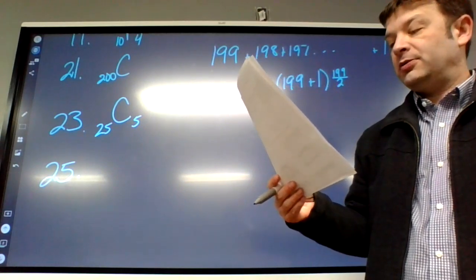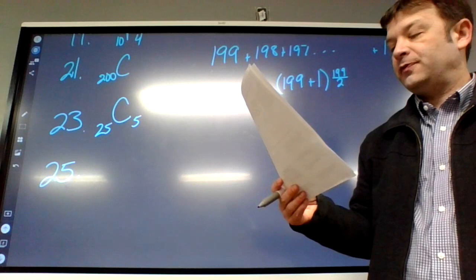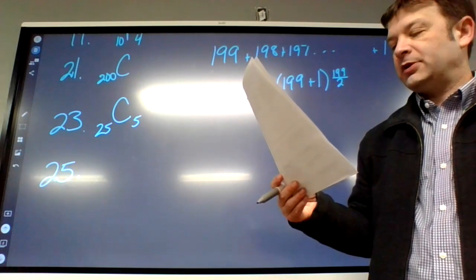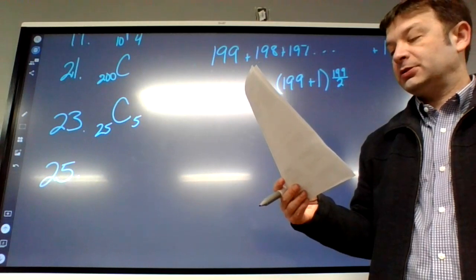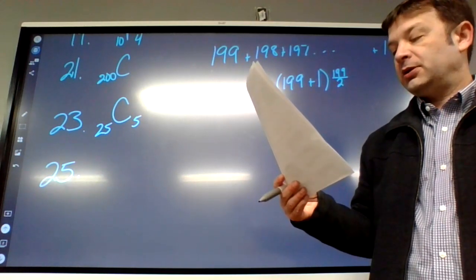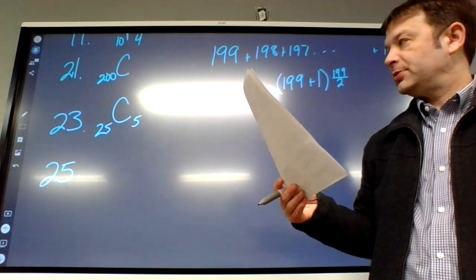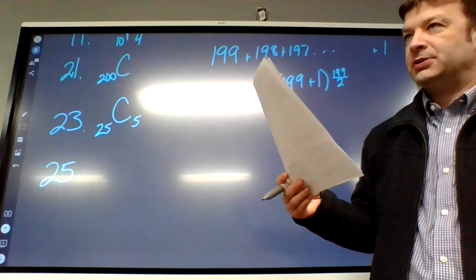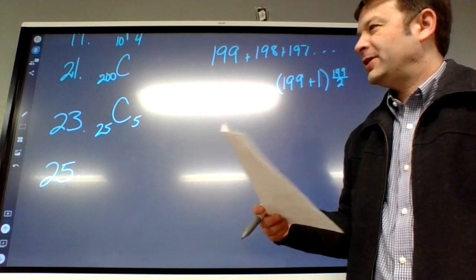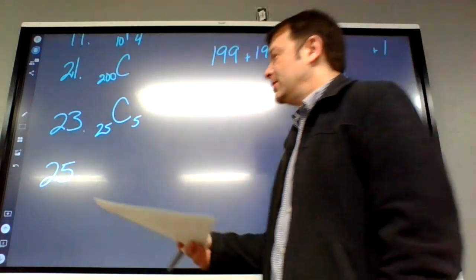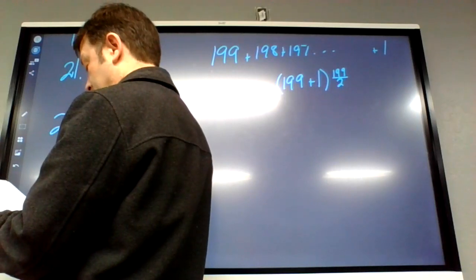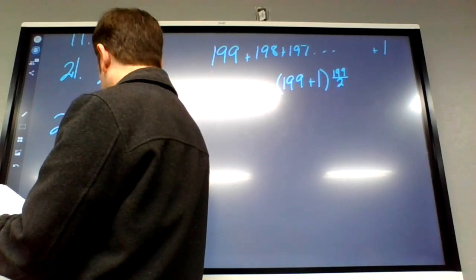Number 25, Julio and Scott are planning trips to 4 countries this year. There are 7 countries they would like to visit. They're deciding which countries to skip. Does it matter what order they choose the countries? No. Like if they go to Italy or France, France or Italy, that doesn't really matter. So it's a combination. So it's 7 choosing 4.